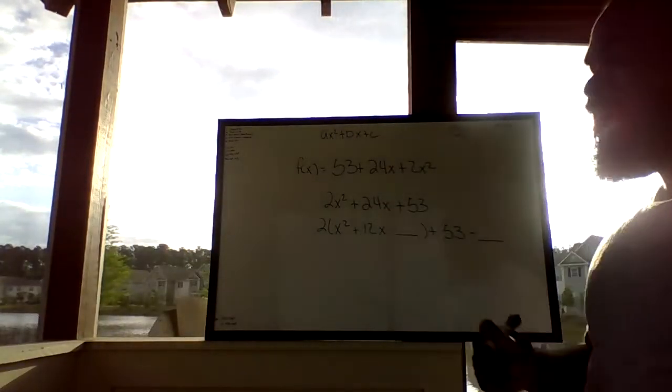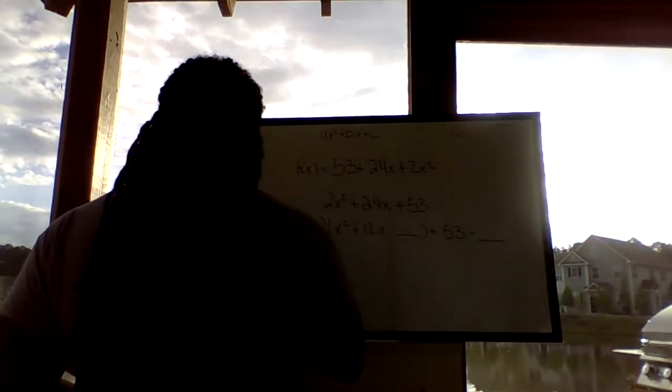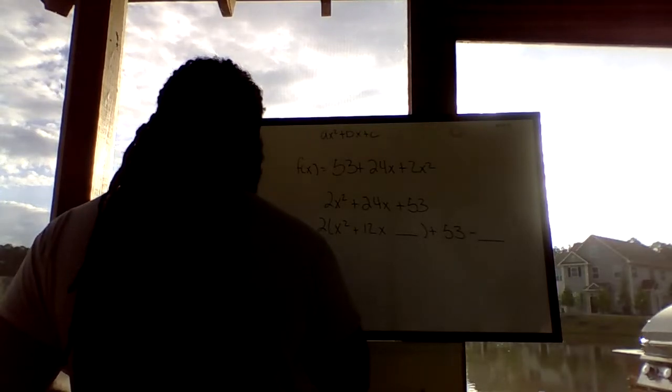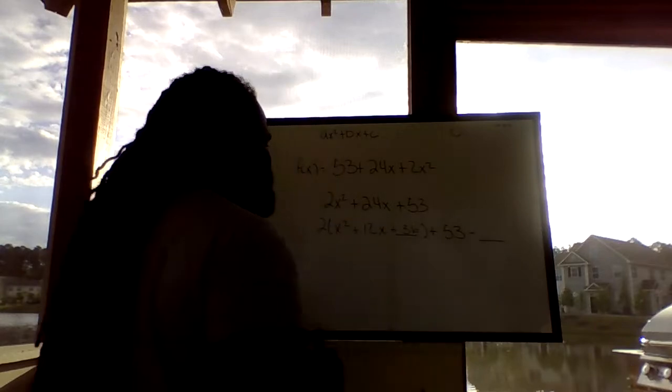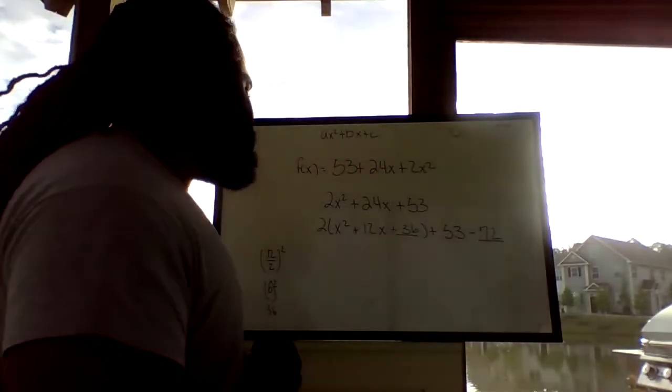What we're adding on the inside, we're subtracting on the outside. Right, so what's half of 12? Half of 12 is 6. That's going to give me 6 squared, which is 36. So inside, I'm adding 36. On the outside, I'm going 2 times 36, which gives me a minus 72 on the outside.